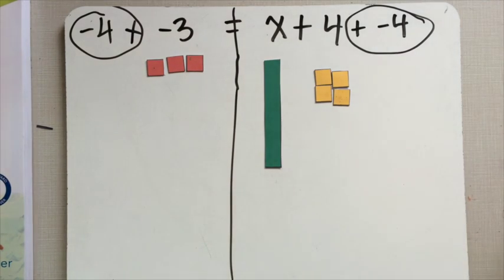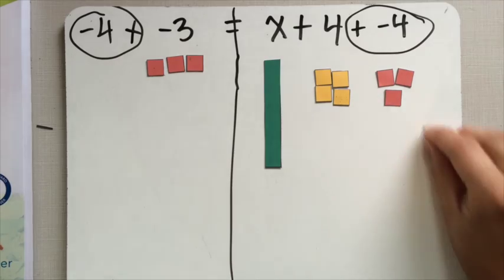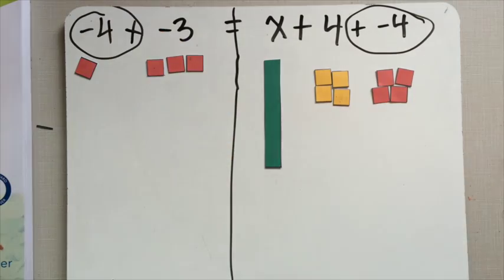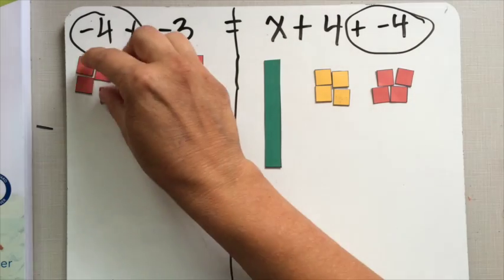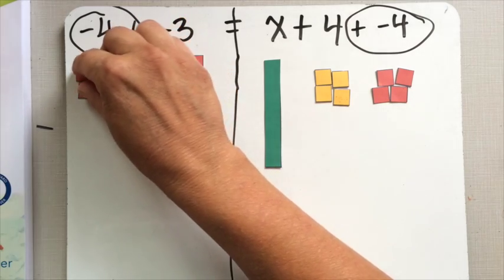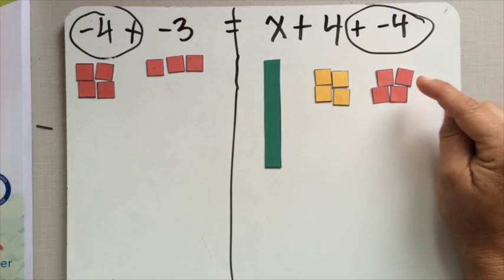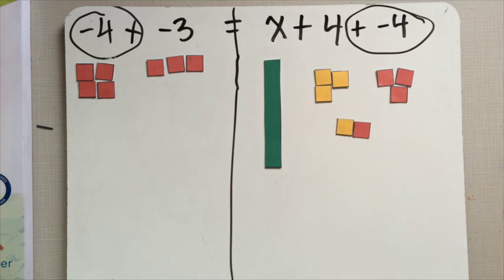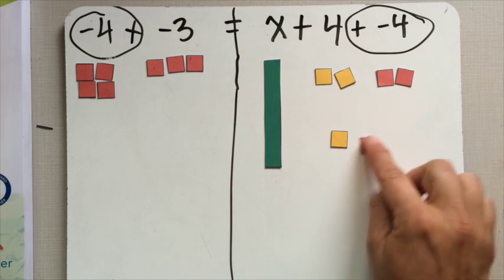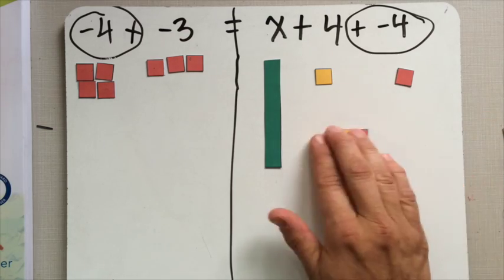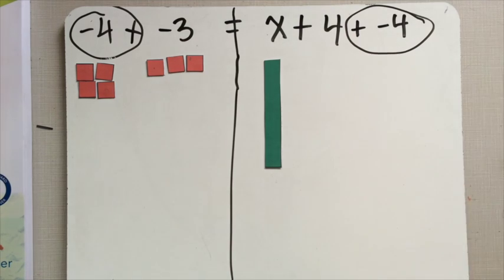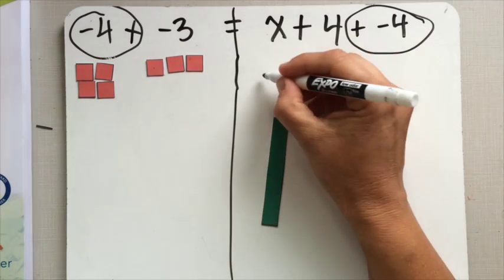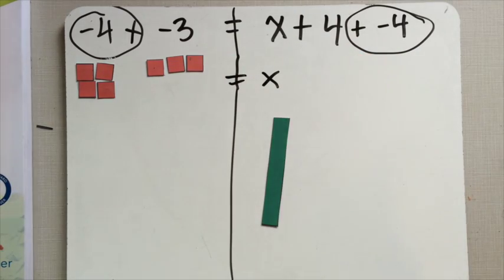Yes. Excellent. All right, so I'm going to bring in my 4 negative ones on this side, and I'm going to bring in my 4 negative ones on this side. All right. Exactly the same thing to both sides. I know that for each one of these positive ones and each one of these negative ones, I'm going to get a 0. I have 1, I owe 1, 0. I have 1, I lost 1, 0. Since I had exactly the same number of positive ones as negative ones, all my ones are gone and I'm left with just x on this side, which is what we wanted. Remember? Isolate the variable.